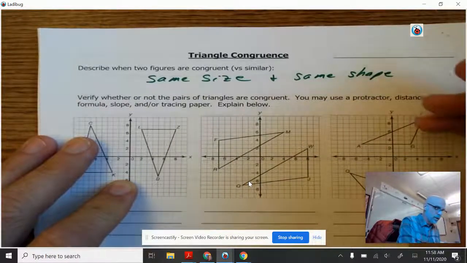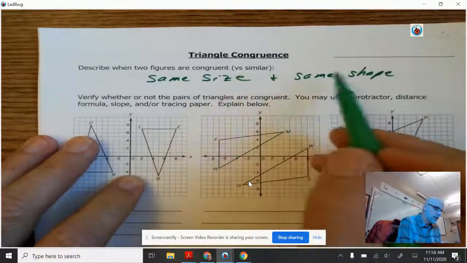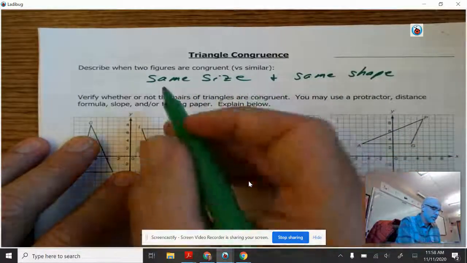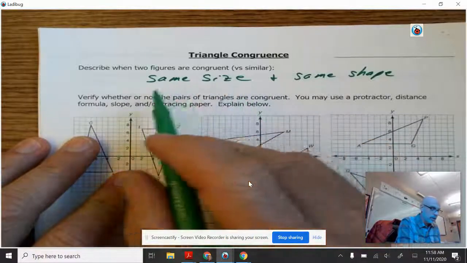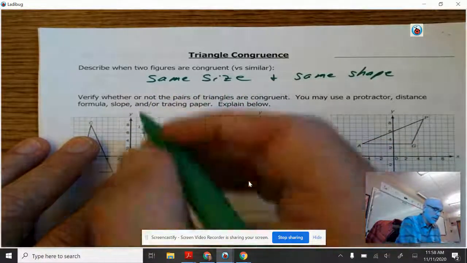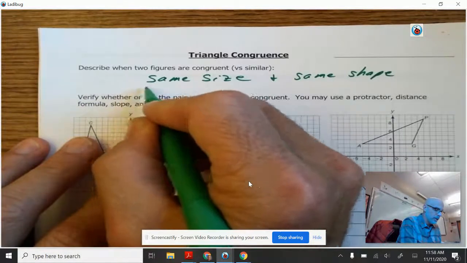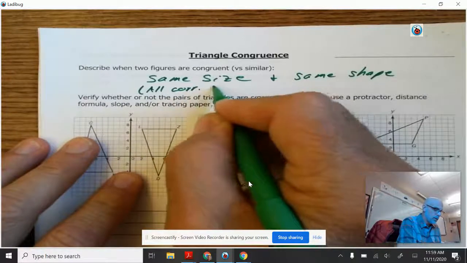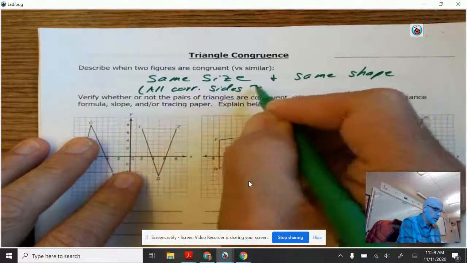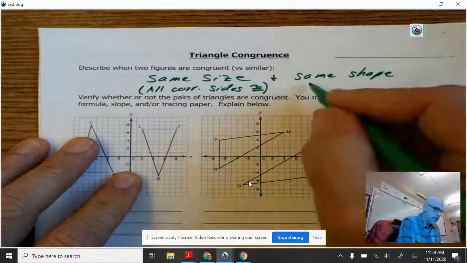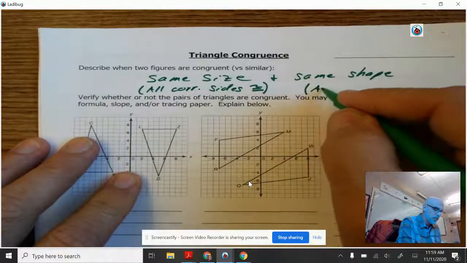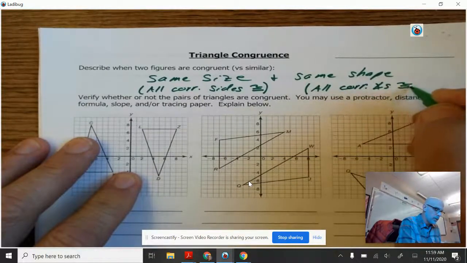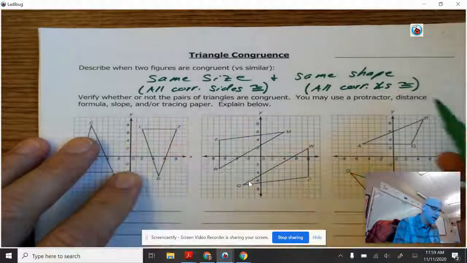Whereas we just finished a unit about similarity where we said they were the same shape, but they were a different size. So this is to get more specific into this. How do we measure and see if they're the same size? This is all corresponding sides are congruent, or are the same length. And over here, what gives them the same shape is that they have all corresponding angles congruent, right? So everything is the same.